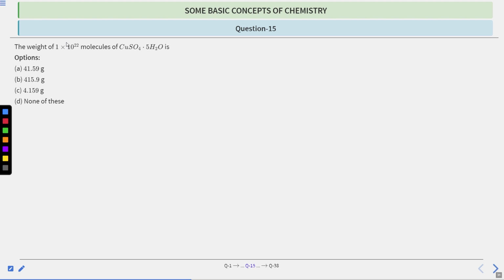The weight of 10 to the power 22 molecules of CuSO4.5H2O is, options are 41.59 gram, 415.9 gram, 4.159 gram, or none of these. You have 10 seconds to solve this question by yourself. After that, we will solve this question.